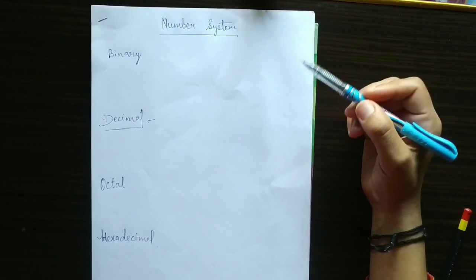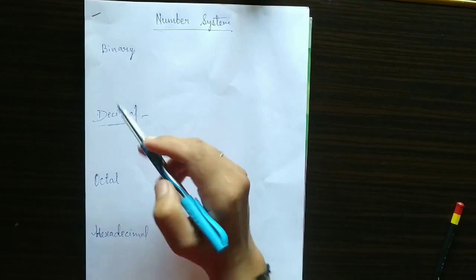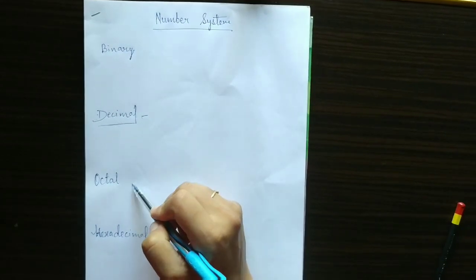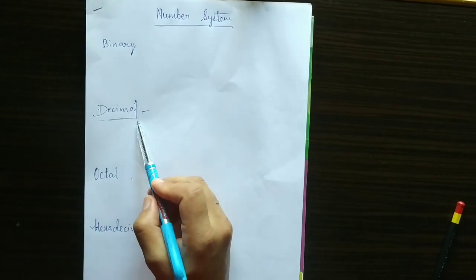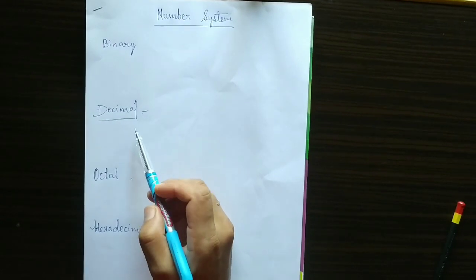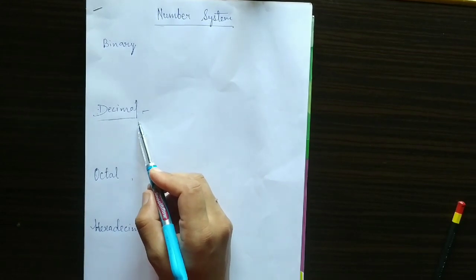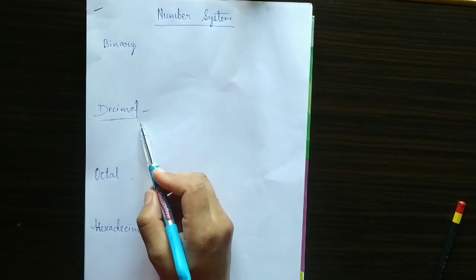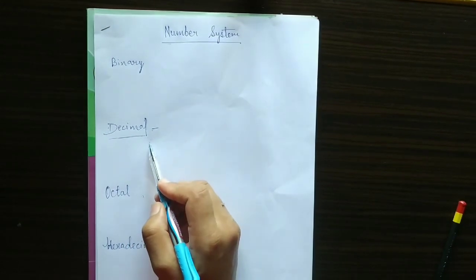There are different types of number systems such as binary number system, decimal number system, octal number system and hexadecimal number system, in which decimal number system is the most popular number system. It has 10 as its base. This number system you use in your mathematics and day-to-day calculations. But our computer cannot understand decimal number system.